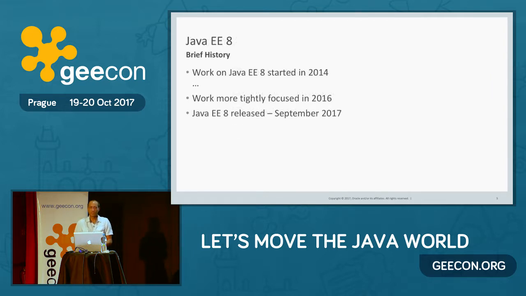So, brief history about EE8. The work on EE8 started in 2014, so almost 3 years ago, when we, as Oracle employees and spec leads, submitted new JSRs. But for some reason, for almost a year, we were directed to other higher priority tasks than to work on EE8. But in the end, there was a change in the focus, and in 2016, we revisited the plan, did some adjustments, and finally released Java EE 8 last month. So almost 3 years after initial start of the work.